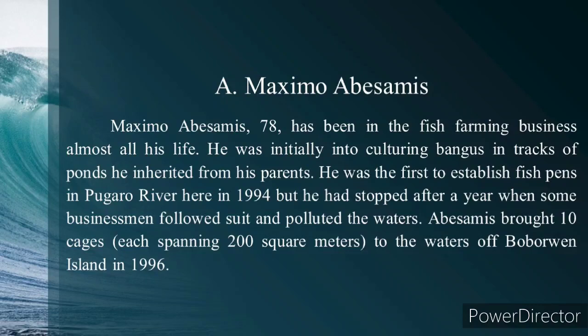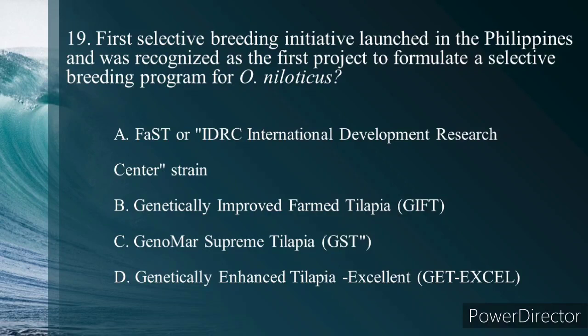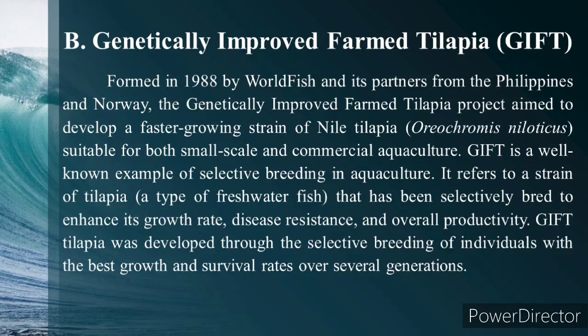Number 19. First selective breeding initiative launched in the Philippines and was recognized as the first project to formulate a selective breeding program for O. niloticus. A. FAST or IDRC, International Development Research Center strain. B. Genetically Improved Farm Tilapia, GIFT. C. Genomar Supreme Tilapia, GST. D. Genetically Enhanced Tilapia Excellent, GET Excel. 1, 2, 3. The answer is B. Genetically Improved Farm Tilapia, GIFT.